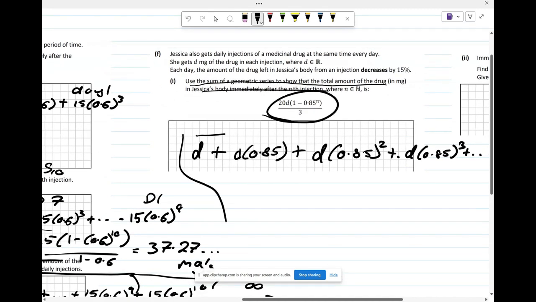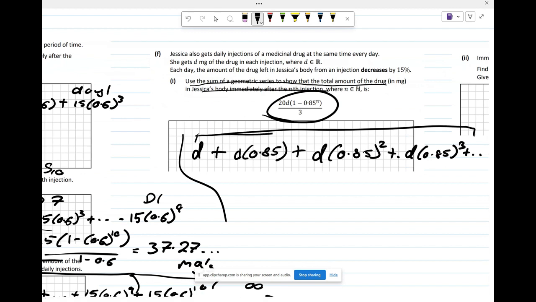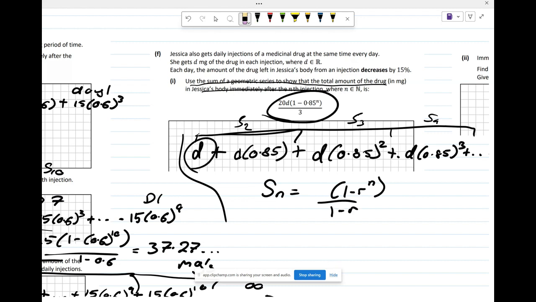So we know if we want to calculate any S, so this would be S2, this would be S3, S4. If we wanted to calculate any S, that's Sn equals a(1 minus r to the power of n) over (1 minus r). A here is just our first term, d. r here is our 85%, so that's 0.85. n is still n, and r is 0.85.